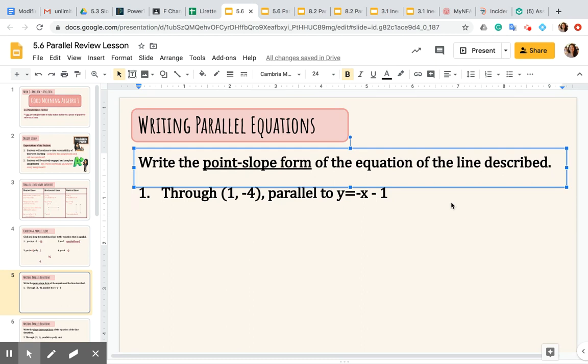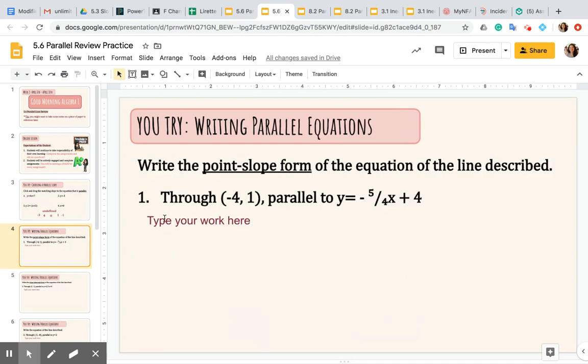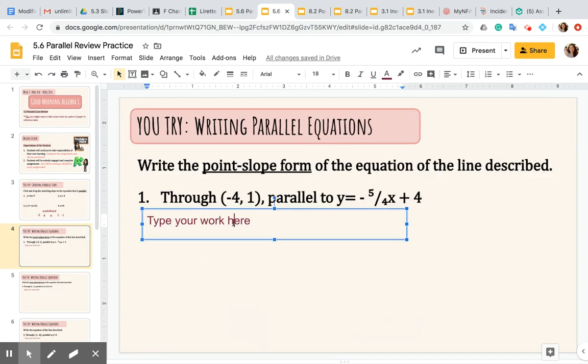This is how you're going to do your work as well. You'll see a text box. Let me go to your homework. You're going to see a text box where it says type your work here. You're going to click it, and you can just type right in here, okay?